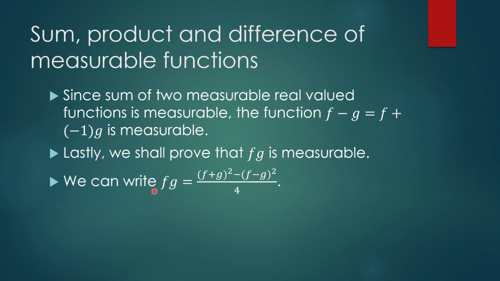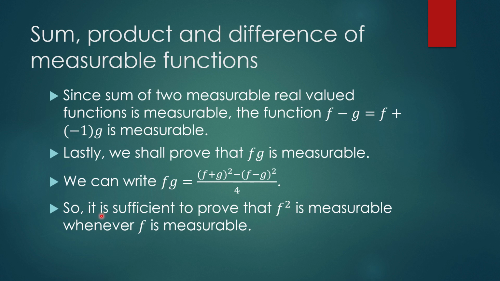Lastly we shall prove that the product of two measurable functions is measurable, that is, fg is measurable. In order to do that, let us simplify. We can write fg in this form: f plus g squared minus f minus g squared, divided by 4. It is sufficient to show that f squared is measurable whenever f is measurable. If we can show that, then we will be able to prove the product fg is measurable, because f is measurable, g is measurable, so their sum is measurable.